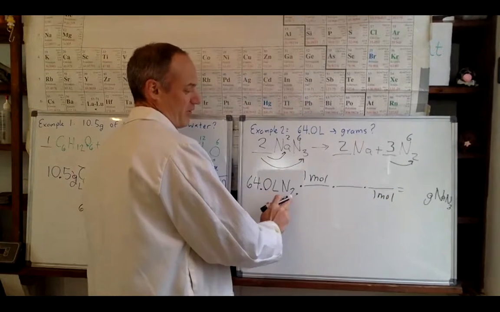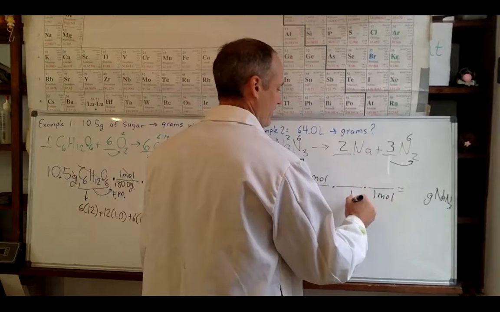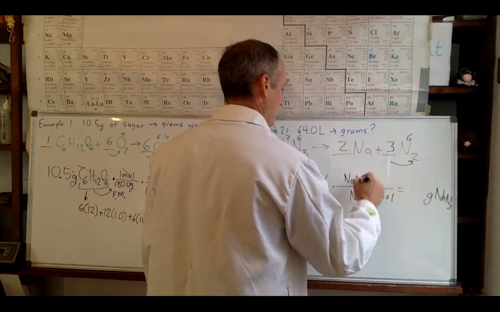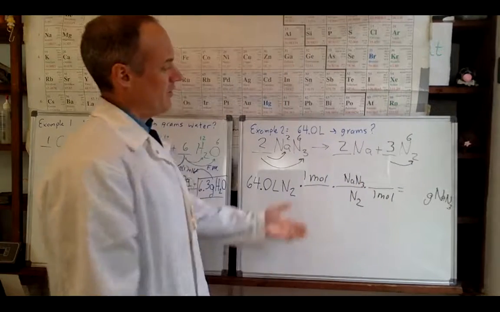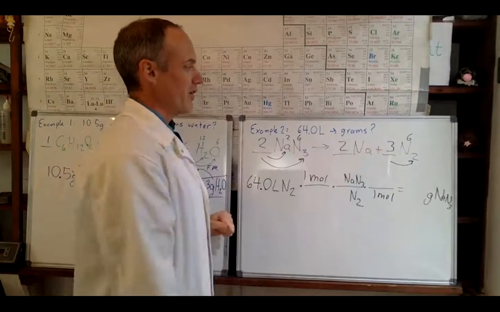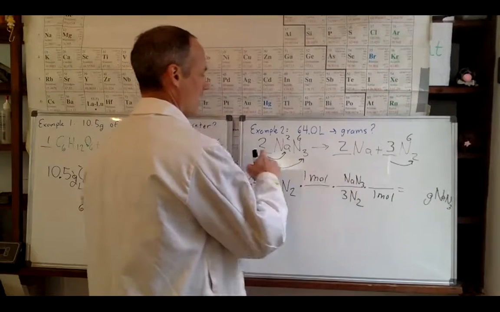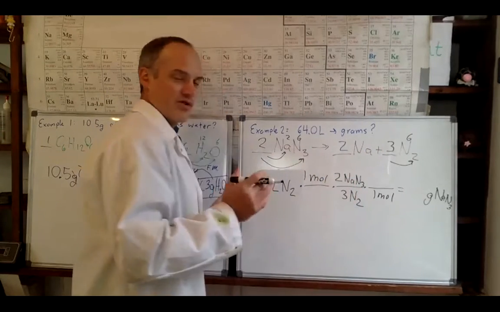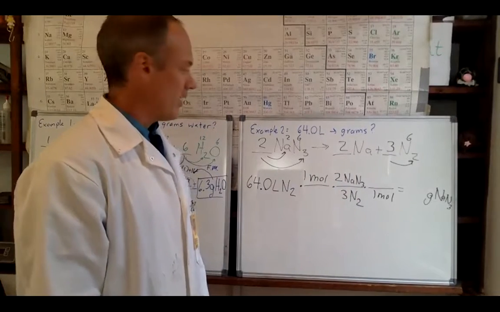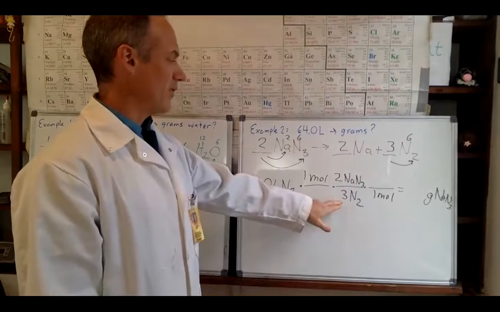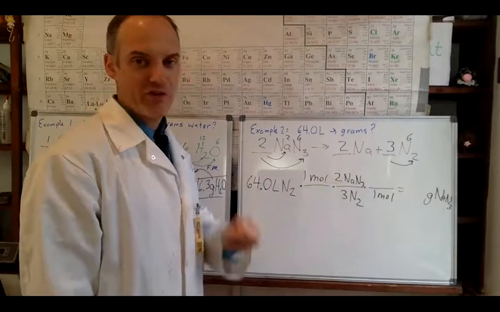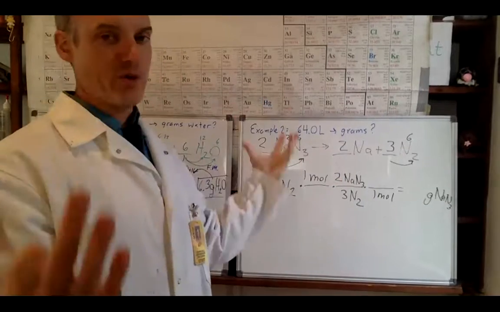Ratio. So ratio is N2 on the bottom because that's what we're starting with, and NaN3 on top. Now, in the balanced reaction that we just balanced, we have a 3 in front of the N2 and a 2 in front of the NaN3. So it's a 2/3 ratio. For 3 of these, you get 2 of those. It is important to notice here that you are ending up with more of the nitrogen gas than the material that you start with. So that's good. It means it's going to blow it up nice and big.